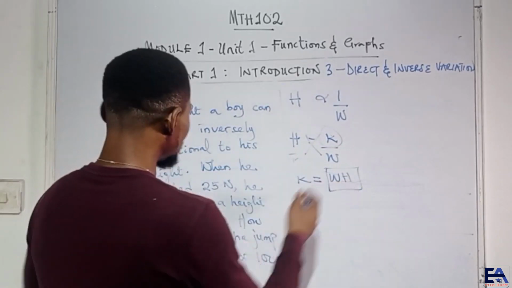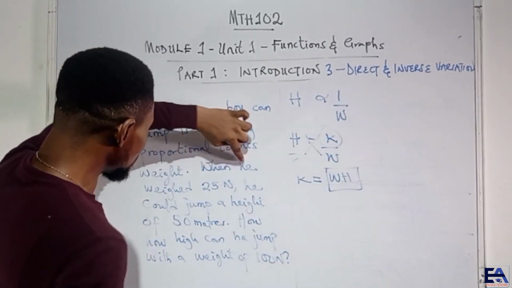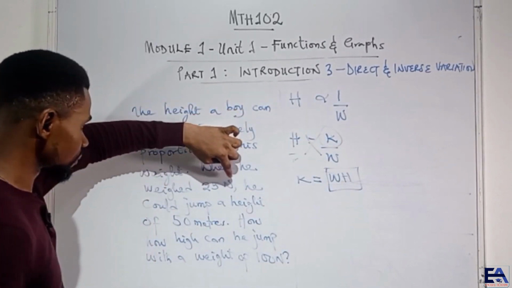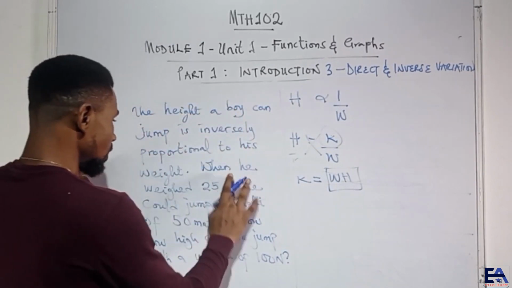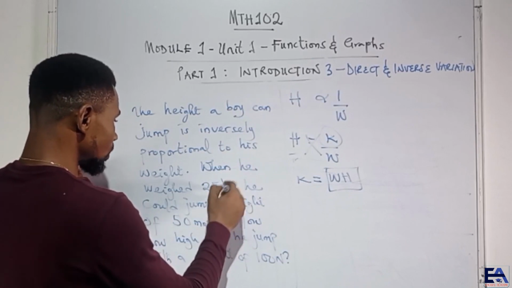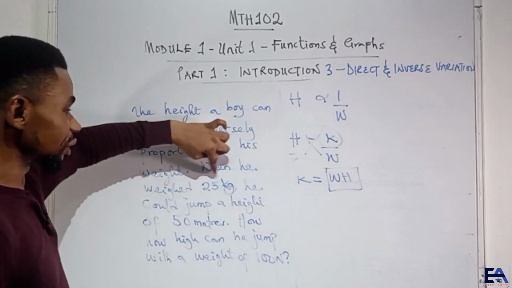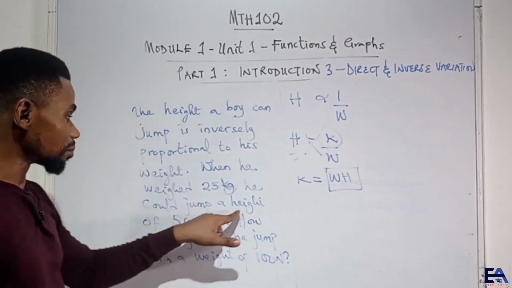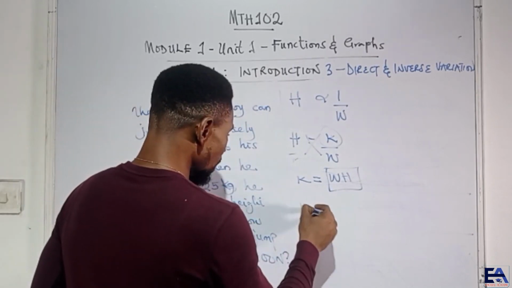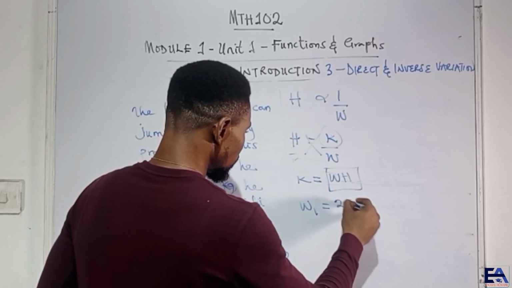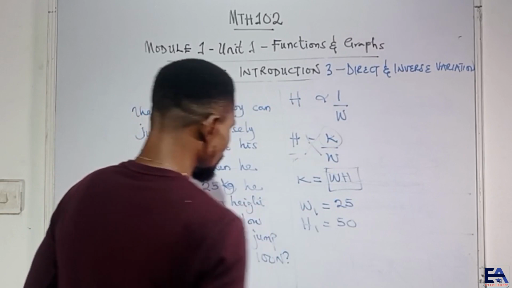Now, let me quickly put all the figures in. When he weighed 25 Newton, or you can say 25 kg, let's just use kg for general understanding, in case of those who don't know about Newton, he could jump a height of 50 meters. So when W1 is 25, H1 is 50.